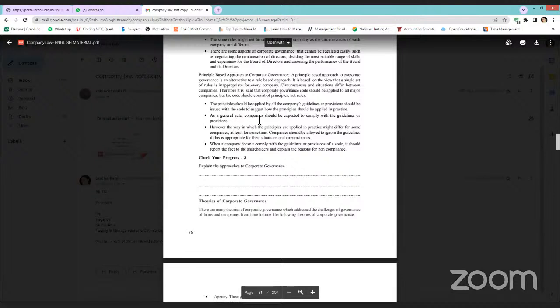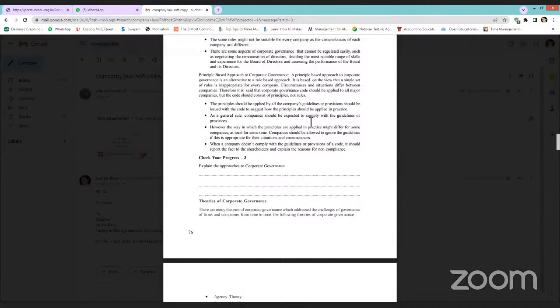Next, as a general rule, companies should be expected to comply with the guidelines or provisions. Whatever guidelines or provisions are provided are expected to be followed by the company, like the guidelines in the memorandum and articles we covered in the first unit. So here, as a general rule, companies should be expected to comply with the guidelines or provisions.